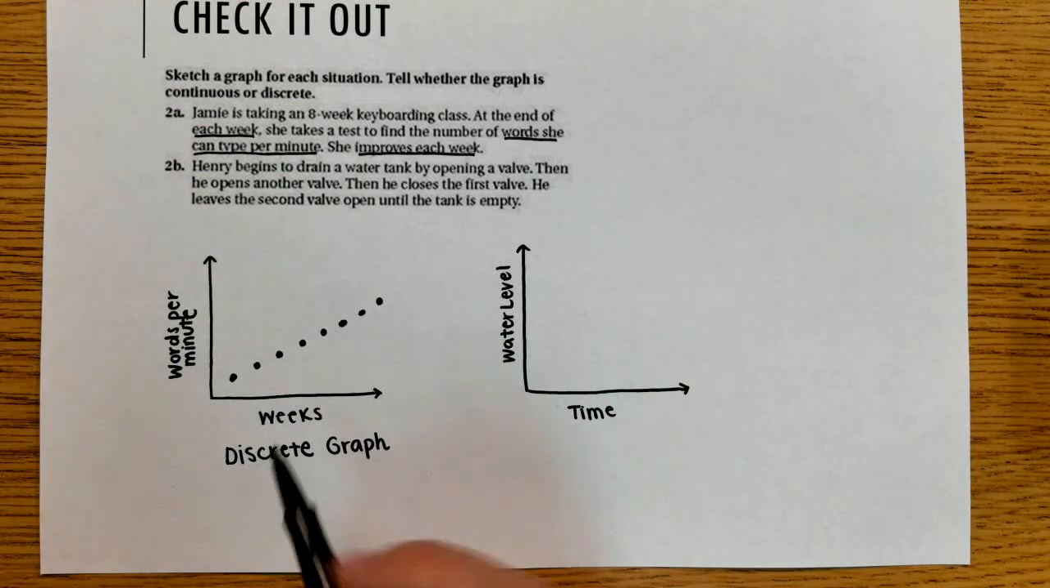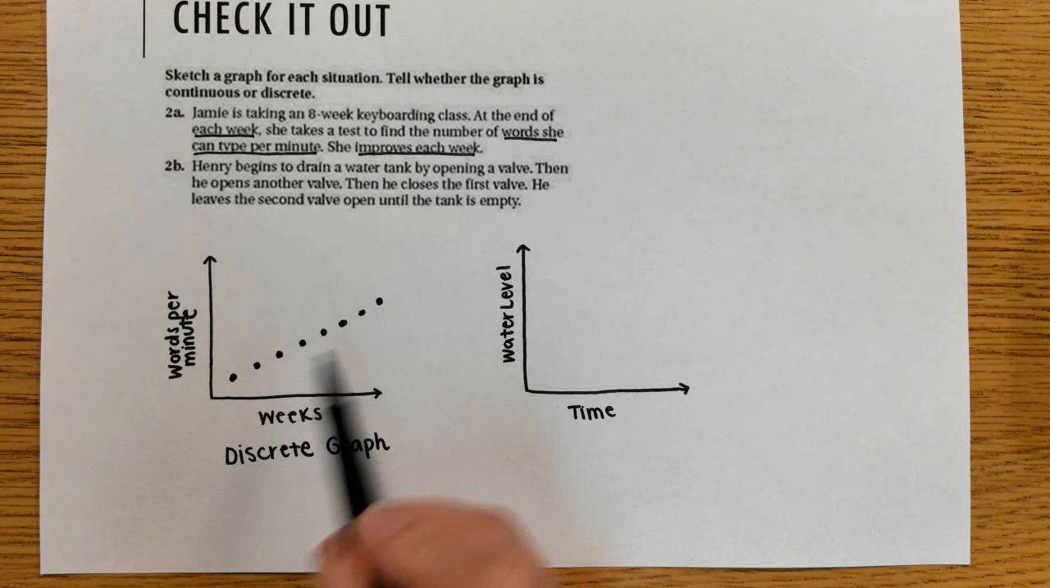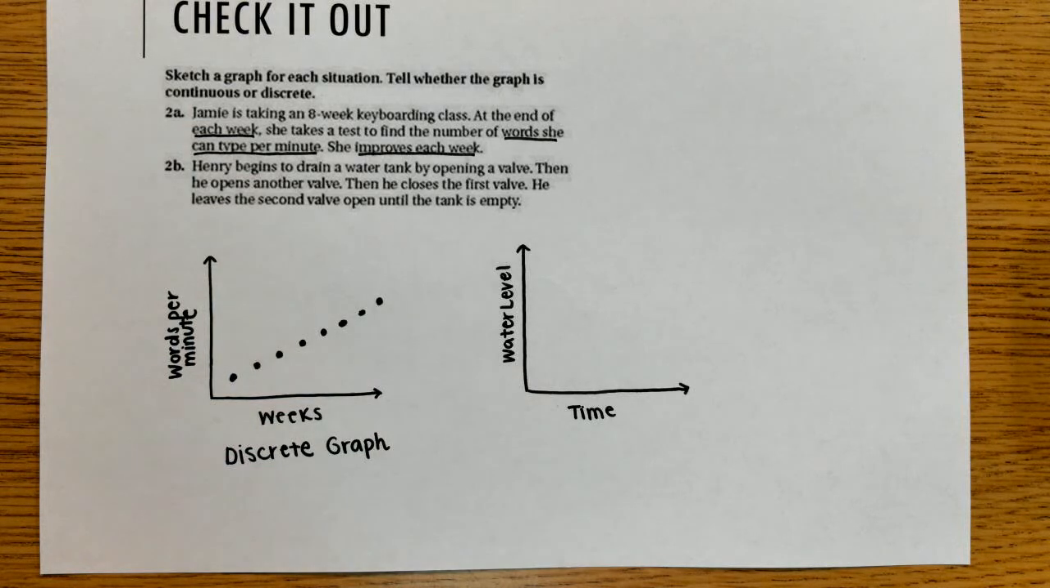Okay, so yours might increase a little bit more than mine or a little bit slower, but it should look something like this. You should have those 8 weeks graphed on your coordinate plane. B, it says Henry begins to drain a water tank by opening a valve. Then he opens another valve. Then he closes the first valve. He leaves the second valve open until the tank is empty.